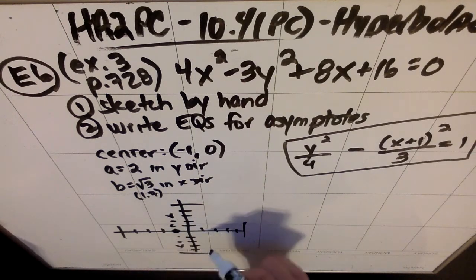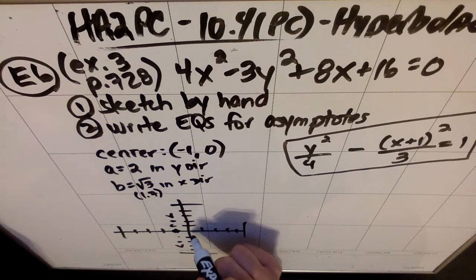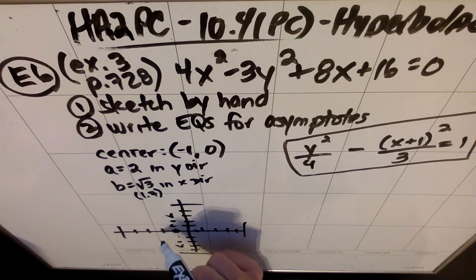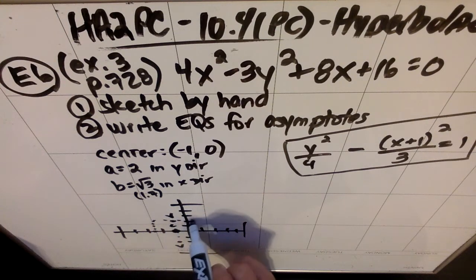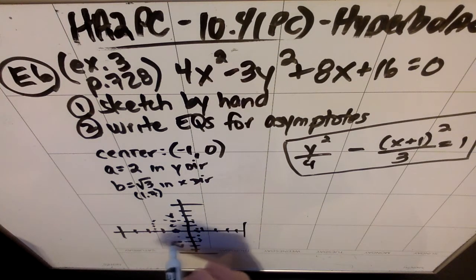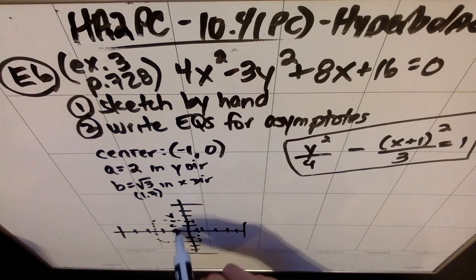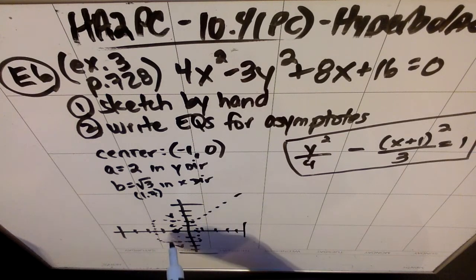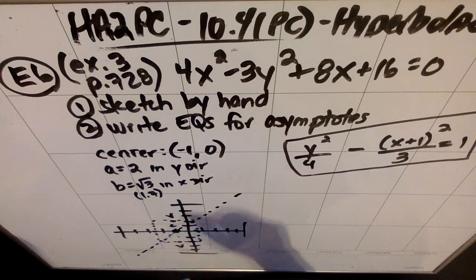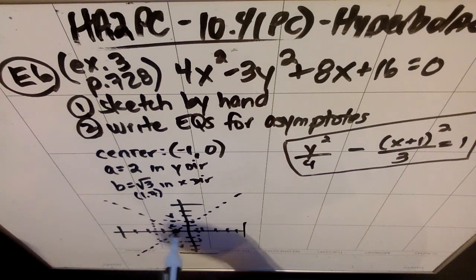And then I'm going to move left and right 1.7-ish. So like here, that's one of these sides, and then the other one is maybe here. And then this is the box that I'm going to draw. Through that box, I'm going to draw my little invisible diagonals, which I draw as dotted lines, and those are going to be the asymptotes that I'm going to find the equation for.